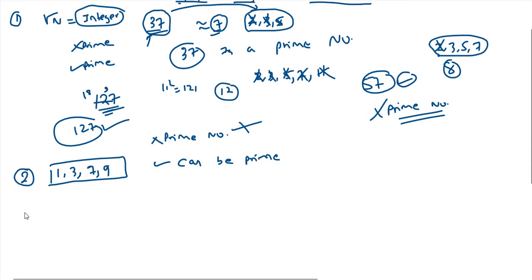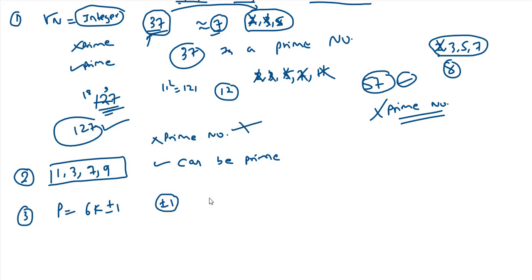Another check that you can do for eliminating the option is that all the prime numbers are expressed in the form of 6k plus or minus 1. That means all the prime numbers are 1 less or 1 more than a multiple of 6. So if a number is not of the form 6k plus or minus 1, then it is definitely not a prime number. So by these two techniques, you can eliminate some options.